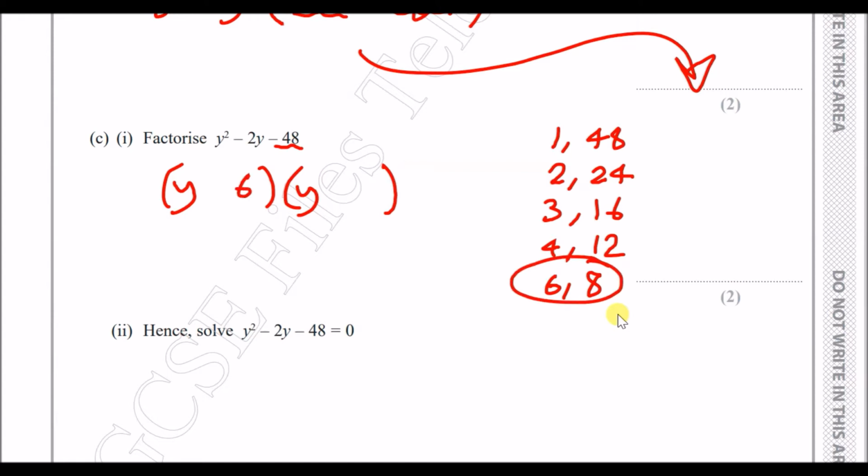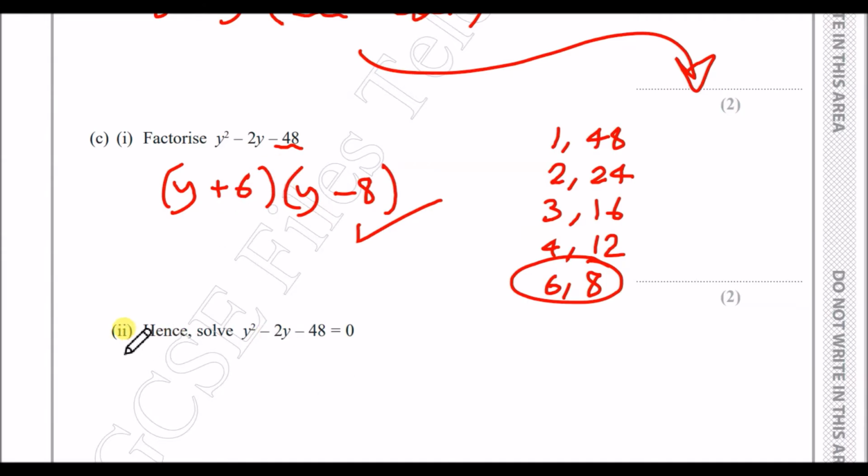So 6 and 8. Now we ask ourselves, how do you get minus 2? Well, to get minus 2, it would have to be negative 8 plus 6, because negative 8 plus 6 gives us negative 2. And that's it, guys. This is done, fully factorized.